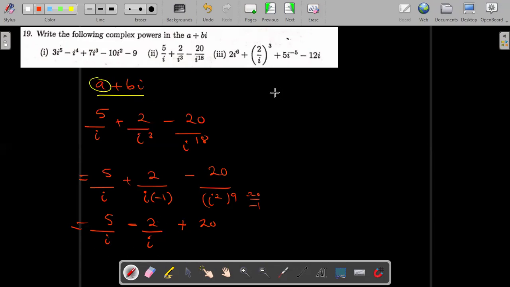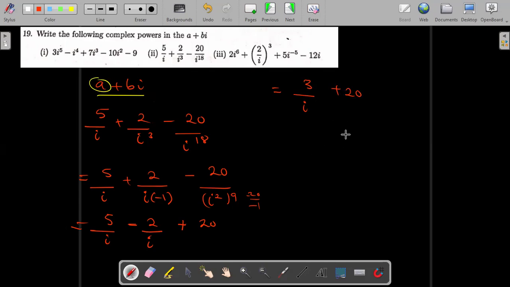So when you work out those two, since they have the same base, I can subtract the numerator and keep the base. So 5 minus 2 gives me 3. Then I have i there. Then I have plus 20. So now, how am I going to finish up this?